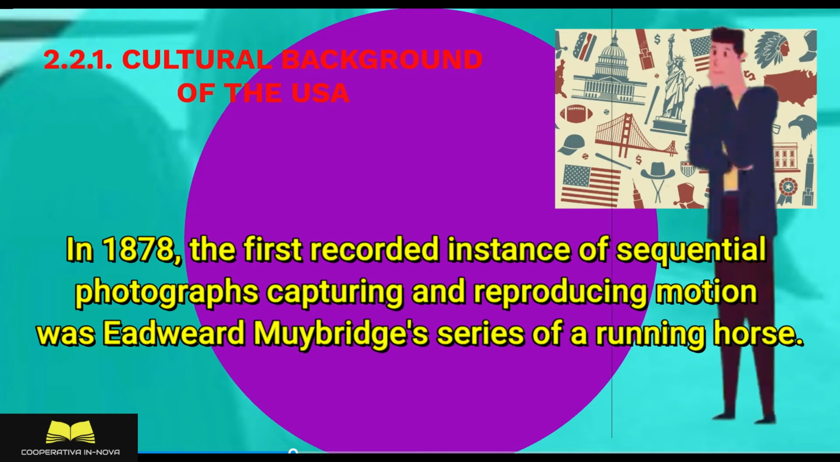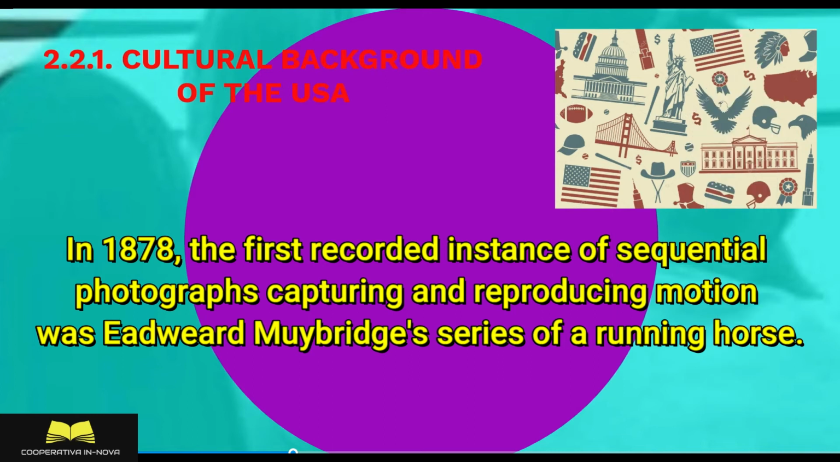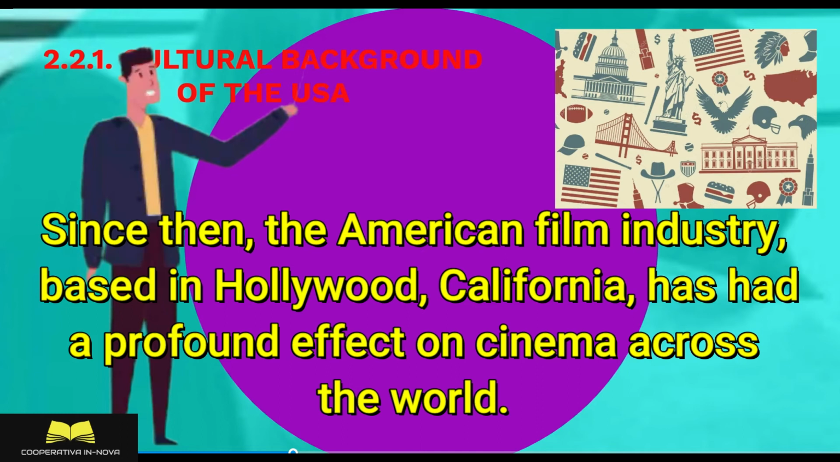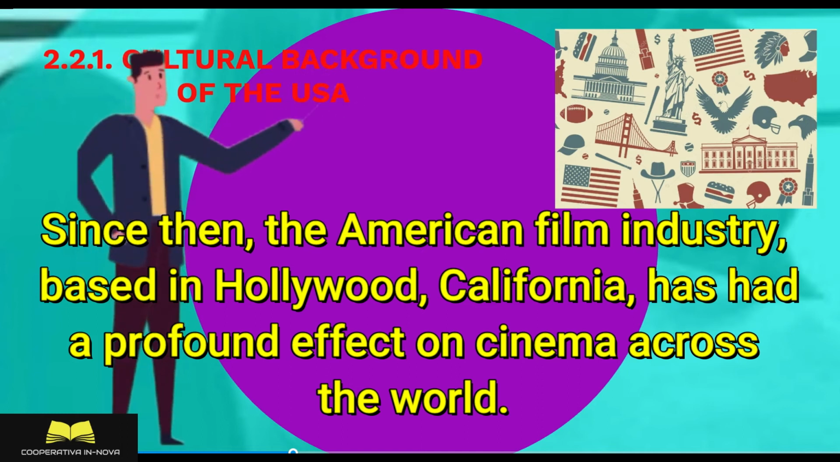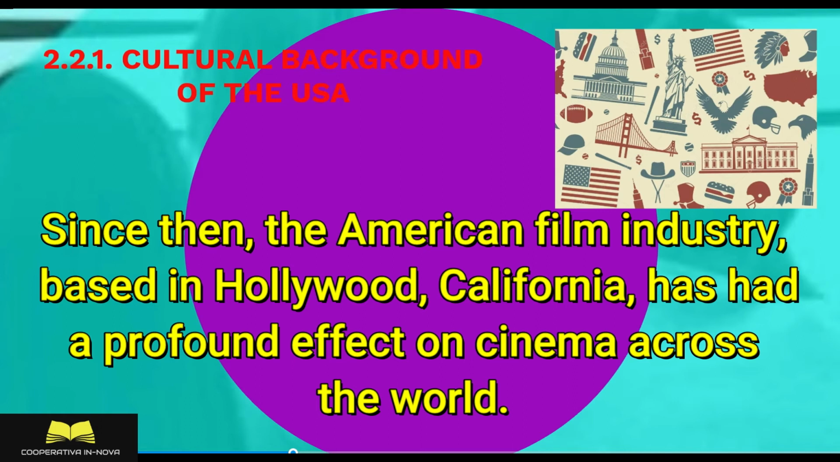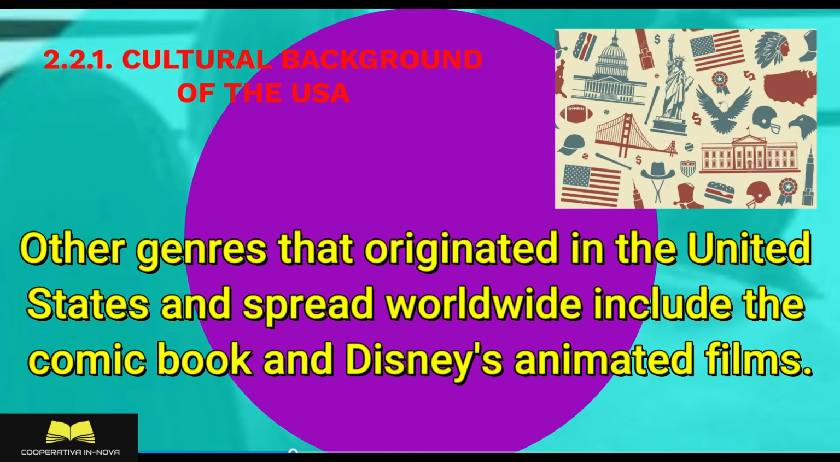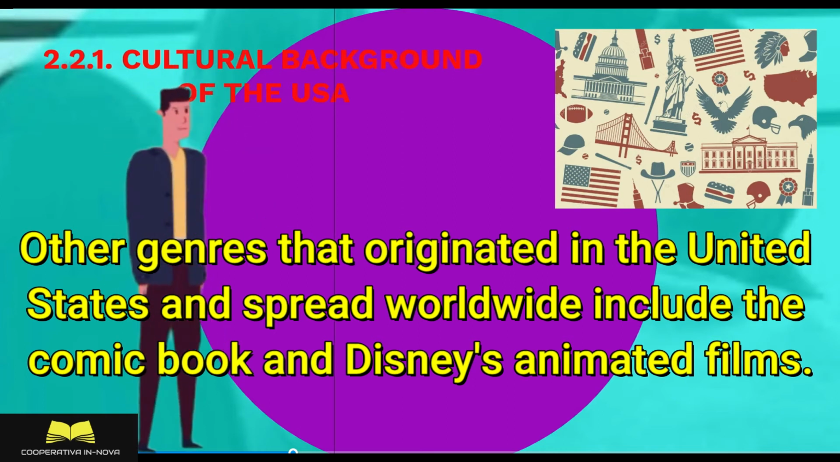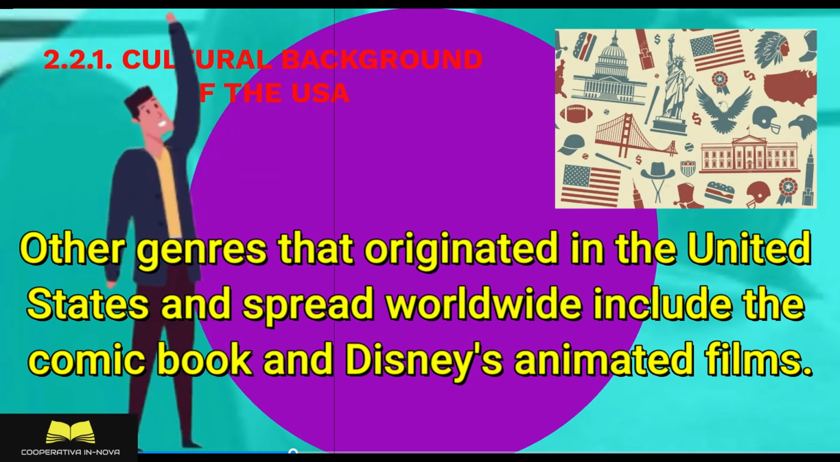F. Cinema. The birth of cinema, as well as its development, largely took place in the United States. In 1878, the first recorded instance of sequential photographs capturing and reproducing motion was Edward Muybridge's series of A Running Horse. Since then, the American film industry, based in Hollywood, California, has had a profound effect on cinema across the world. Other genres that originated in the United States and spread worldwide include the comic book and Disney's animated films.